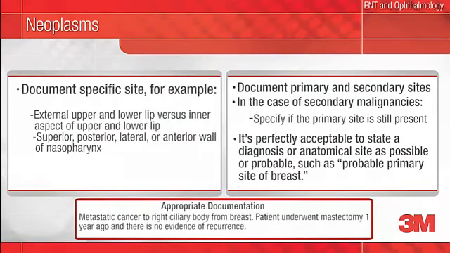For example, appropriate documentation of a malignancy would be metastatic cancer to right ciliary body from breast. Patient underwent mastectomy 1 year ago, and there is no evidence of recurrence. This documentation clearly identifies the primary and secondary site and states the primary site is no longer present, all of which are factors considered in code assignment. It is appropriate to state primary site unknown or to state a diagnosis as possible or probable.